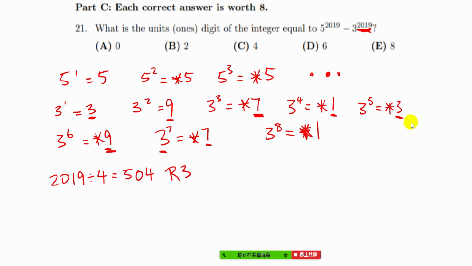So 5 to the power of 2019 minus 3 to the power of 2019 would be something with a ones digit of 5 minus something with a ones digit of 7. And if we calculate this, 5 minus 7 would be smaller than 0, so we would have to make it 15 minus 7. And that would mean that the number would have a ones digit of 8. So the units ones digit of the integer equal to 5 to the power of 2019 minus 3 to the power of 2019 would be 8. And then we choose E.